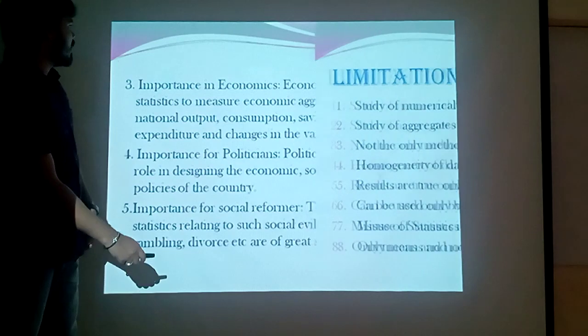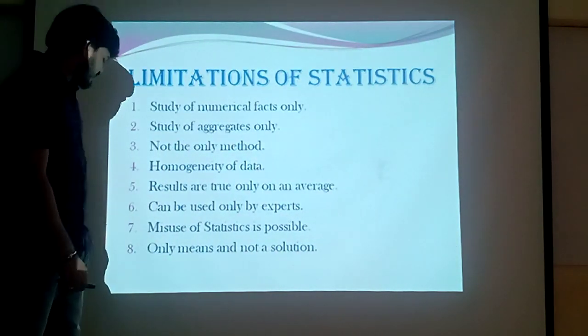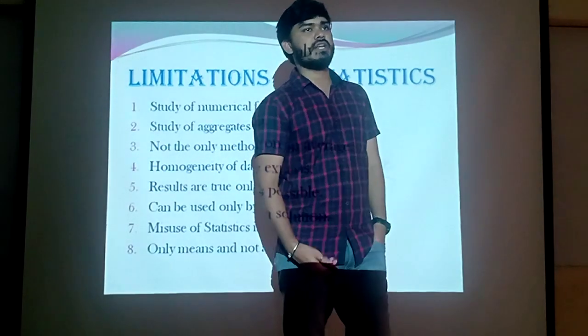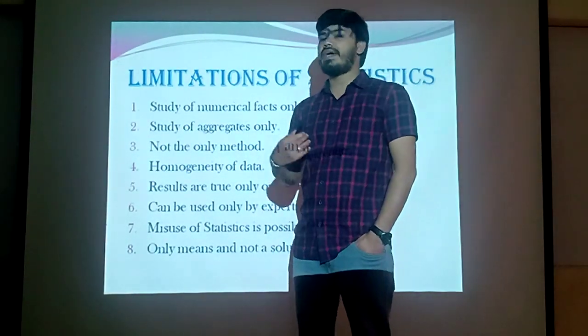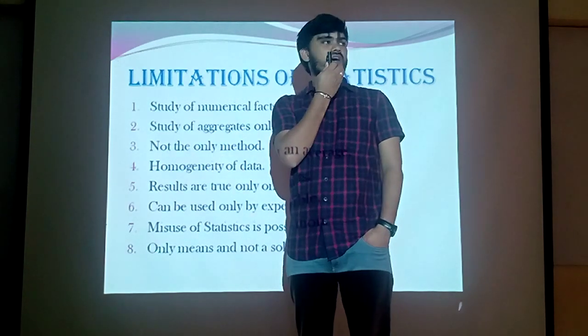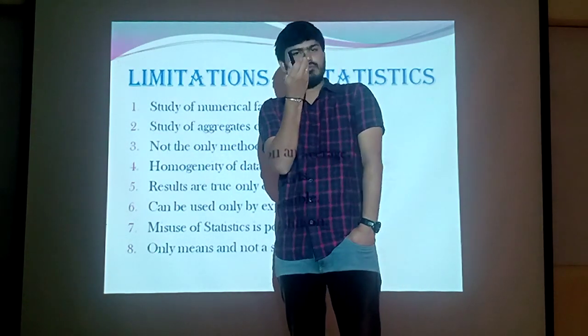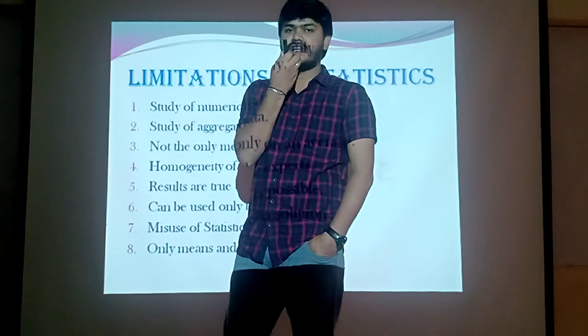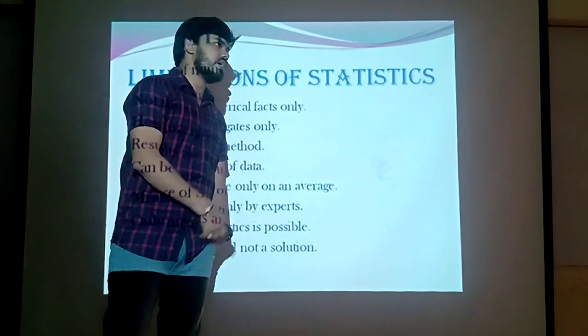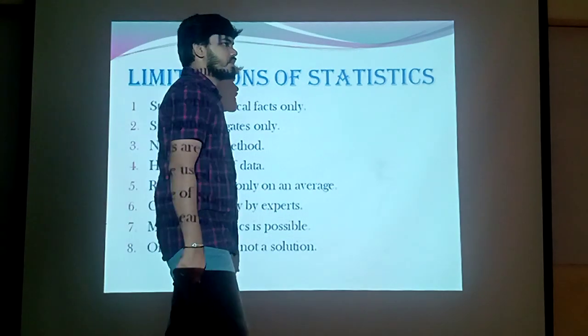Now we have the limitations of statistics. So we have 8 limitations. Sometimes they even ask a 10 marks question, what are the limitations? We have explained the limitations. Or they also ask for 5 marks. If they ask a 5 marks question, you can explain only 6 or 7, that is enough. If they ask a 10 marks question, you must explain 8 or 9 points. So here 8 points will be displayed.